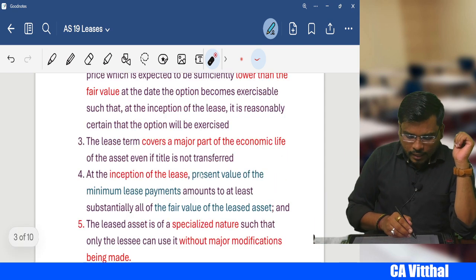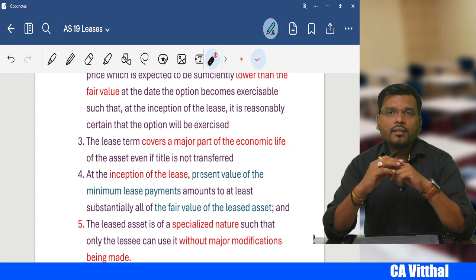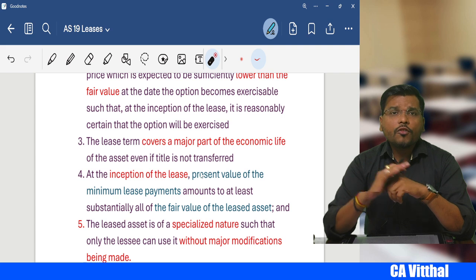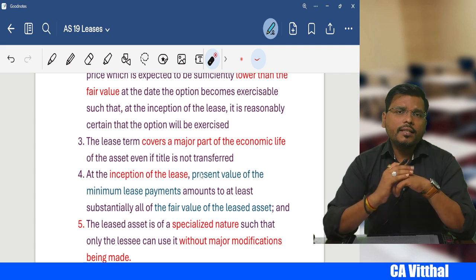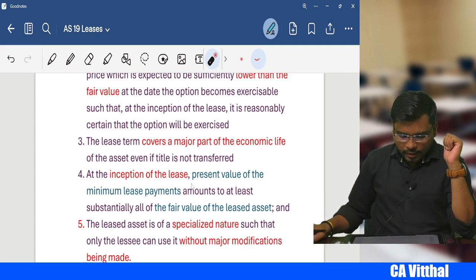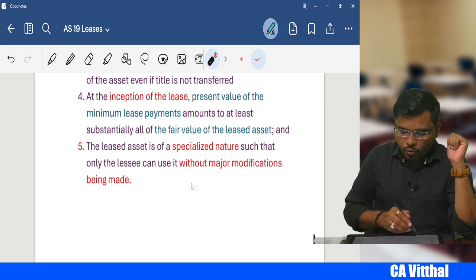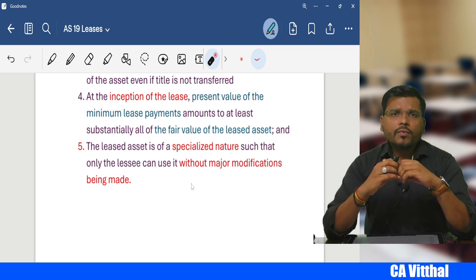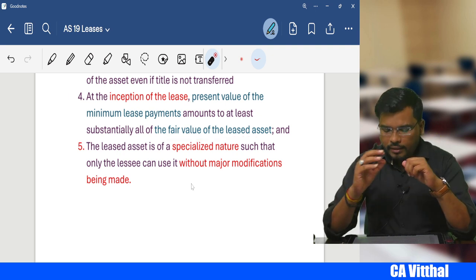Third condition, my dear students, the lease term covers the major part of the economic life of the asset, right? For example, if the life of the asset is 5 years and the lessee is using the asset for 4 years, it means the major economic life is covered by the lease. So that lease becomes a finance lease. Next, at the inception of the lease, the present value of minimum lease payments amounts to at least substantially all of the fair value of the asset. That means at the inception, the present value of minimum lease payments should be equal to what, sir? The fair value of the leased asset.